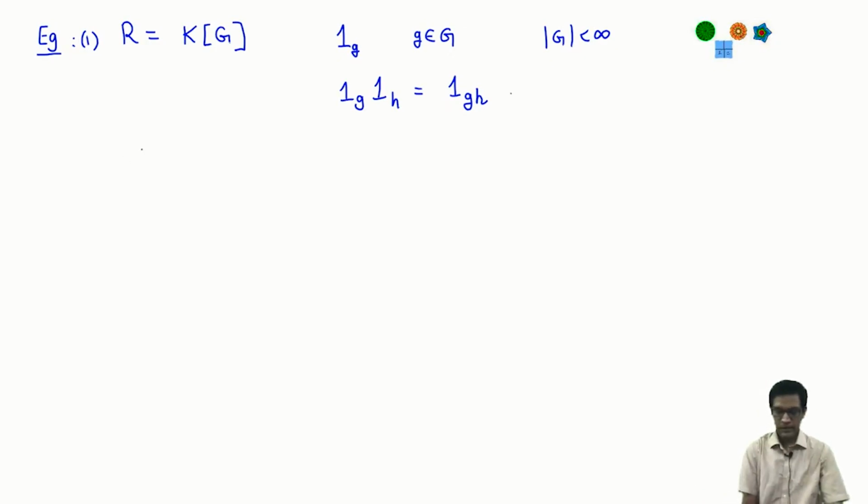And let's do a specific case. Let's take G to be the group S3, the symmetric group, and K to be any field. So R is K of S3 in this case. K is just any field here.